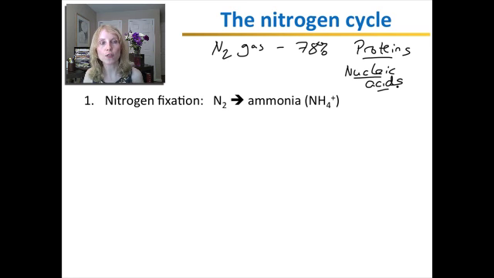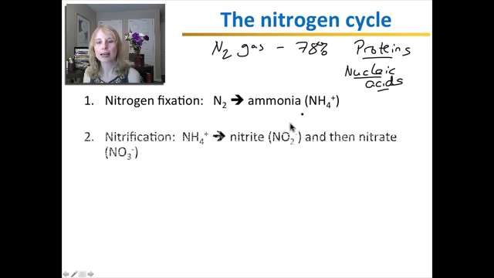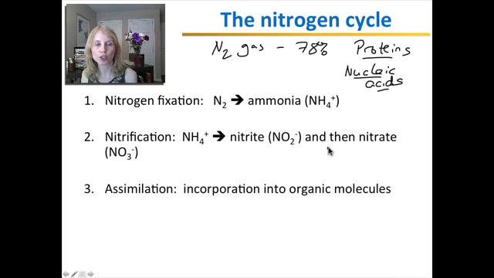So the first step of the nitrogen cycle is nitrogen fixation, where bacteria that are present either in soil or in water take the nitrogen gas and turn it into ammonia. The next step is nitrification, where a different set of bacteria called nitrifying bacteria take the ammonia and first turn it into nitrite and then nitrate. Nitrate is the molecule that plants absorb the most easily. So the next step is assimilation.